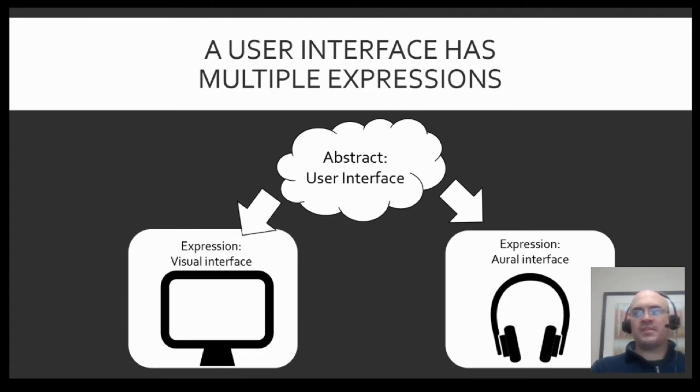A user interface has multiple expressions. As this image shows, we can think of there being an abstract entity called the user interface. It has at least two expressions, the visual interface and an oral interface. And as they have the same parent, these interfaces share a lot in common, but each are different. Just because a vendor or developer says an interface is accessible doesn't necessarily mean it is. And even if it technically meets accessibility guidelines, the oral interface may not be user-friendly.